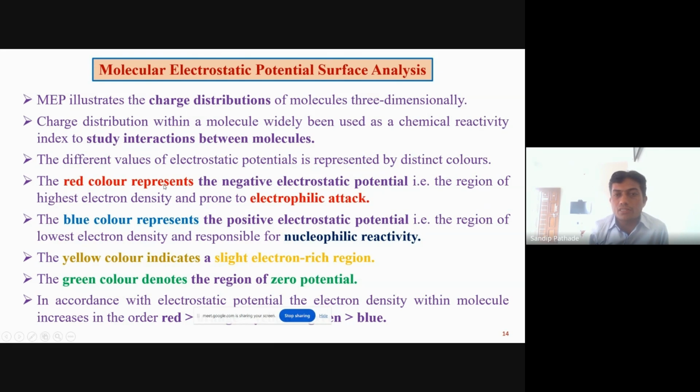The red color represents the negative electrostatic potential, that is the region of highest electron density, and therefore that is prone to electrophilic attack. While the blue color in the MEP surface represents the positive electrostatic potential, therefore that is the region of lowest electron density, and that is responsible for the nucleophilic activity of the molecule. While the yellow color indicates a slightly electron-rich region, the green color represents the zero potential. Therefore, from this color gradient, we can say that red color has the most electron density, then orange, then yellow, then green, and blue color has the lowest electron density.